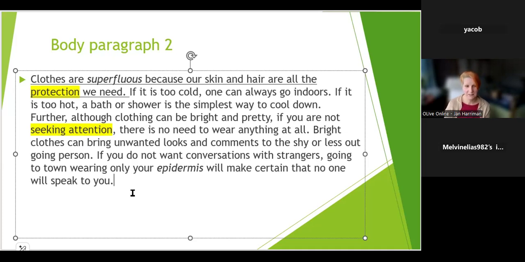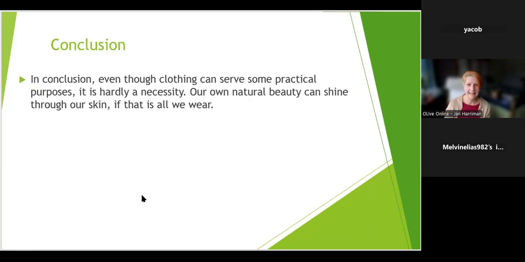So let's look at the conclusion. In conclusion, even though clothing can serve some practical purposes, it is hardly necessary. Our own natural beauty can shine through our skin if that is all that we wear. Now, this is 300 words, and it fits and fulfills the demands of an IELTS essay.